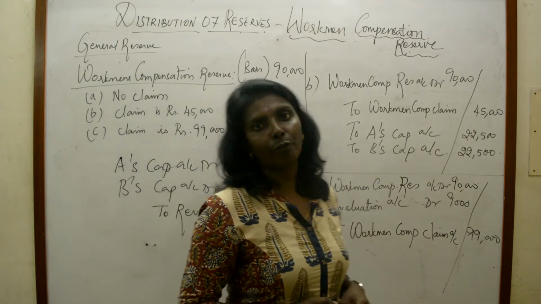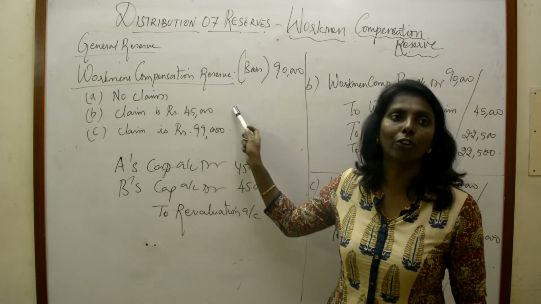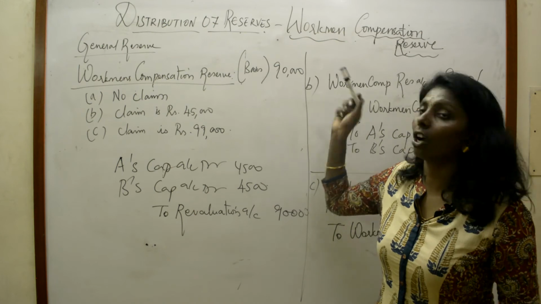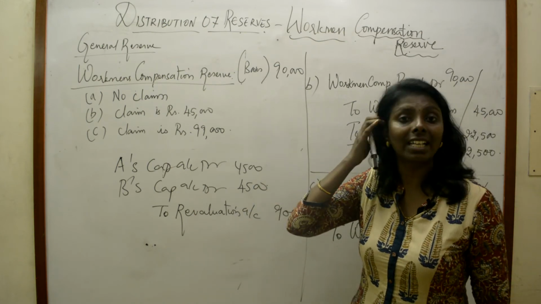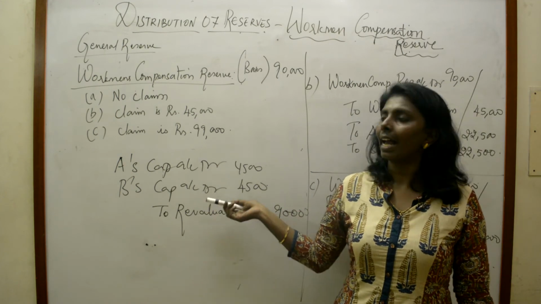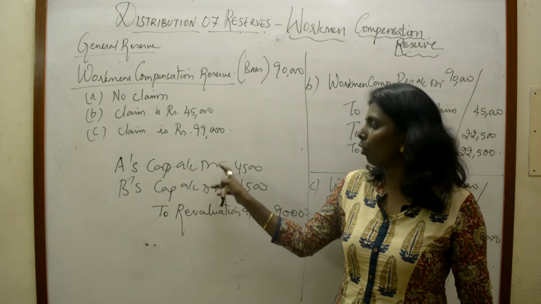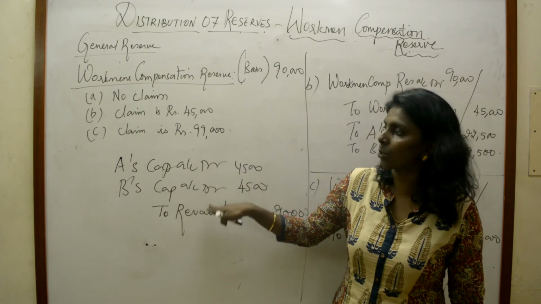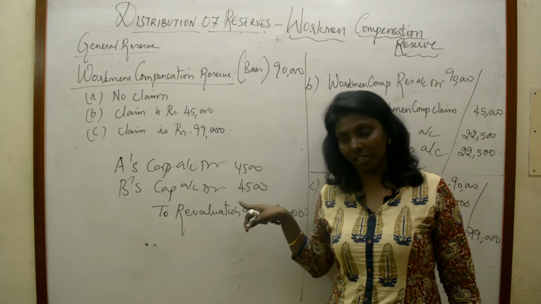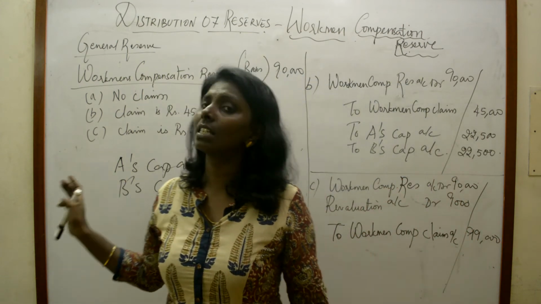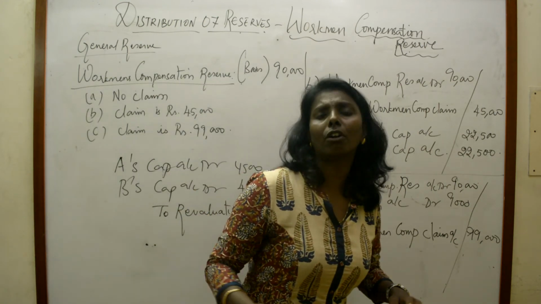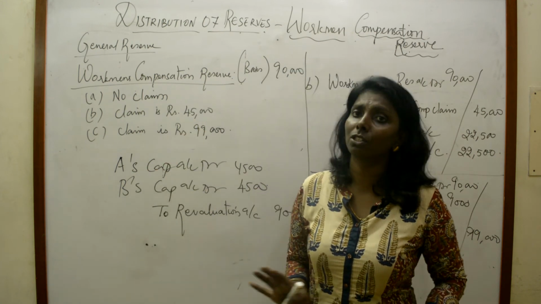If you understand, we did not pass this entry in case 1 or case 2. It's only in case 3 that there is an extra entry. The reason is that the reserve is not sufficient, so it has resulted in an extra loss of 9,000, which has to be borne by the partners. And any loss arising will always go through your revaluation account. That is why this entry is in place. This is something students generally miss out, so you need to make a note of this. If you understand this concept, workmen's compensation reserve becomes very clear. Apart from these three, you're not going to get any other scenarios with workmen's compensation.